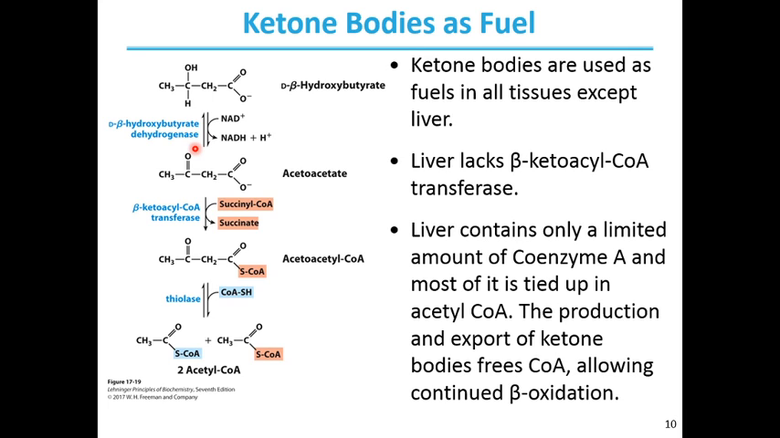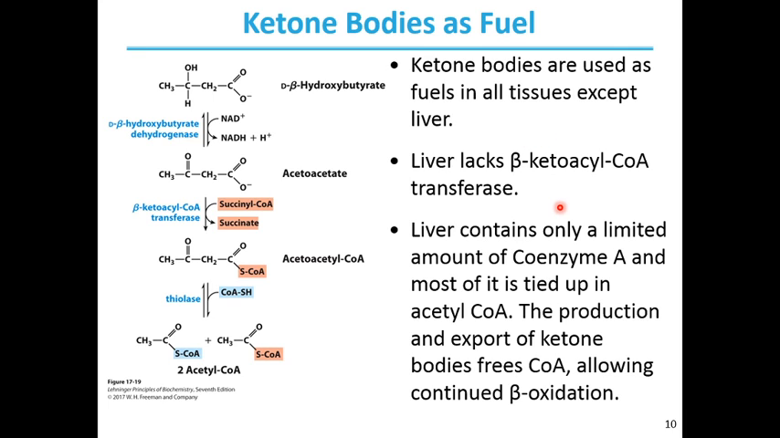dehydrogenase. Acetoacetate is then converted to acetoacetyl-CoA by the enzyme beta-ketoacyl-CoA transferase, and this enzyme transfers a CoA from succinyl-CoA to acetoacetate. The product acetoacetyl-CoA is then broken down to two acetyl-CoA molecules by the enzyme thiolase. It is important to remember that liver lacks beta-ketoacyl-CoA transferase, and this is the reason why liver cannot use ketone bodies as fuels.